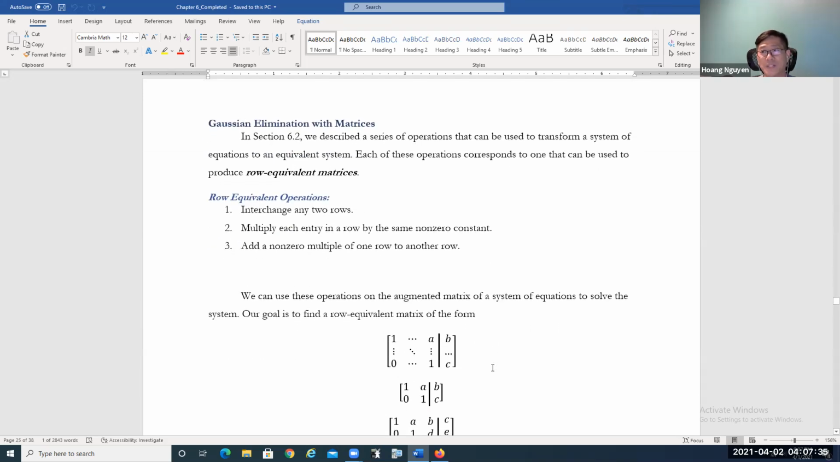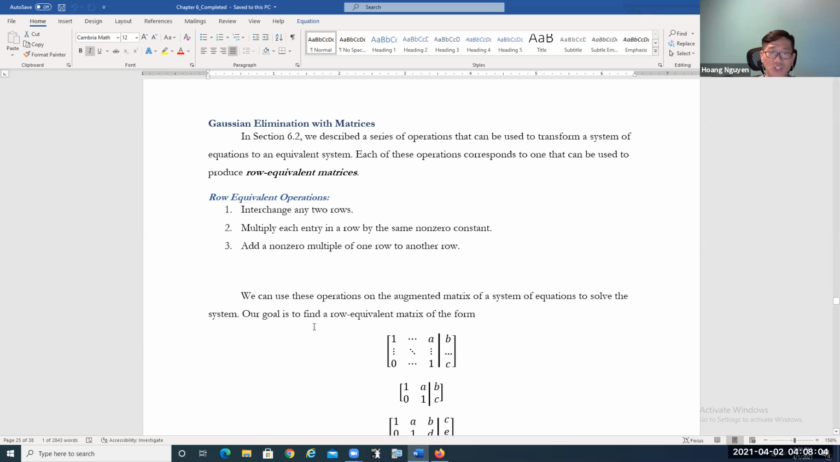Okay, so we're gonna use a matrix that can help us approach the solution of a system of equations using an augmented matrix, right? We can use these operations on the augmented matrix of a system of equations to solve the system, okay? So you're gonna use operation 1, 2, and 3 over here, and a combination of these can help you approach the solution of a system of equations. But keep in mind, we're gonna use a matrix, okay?